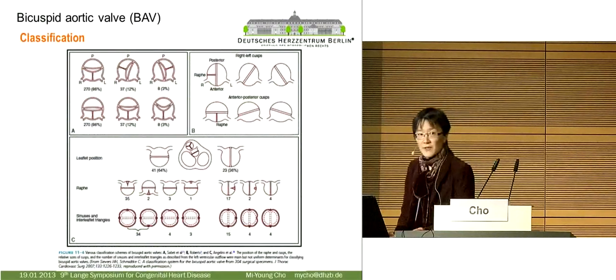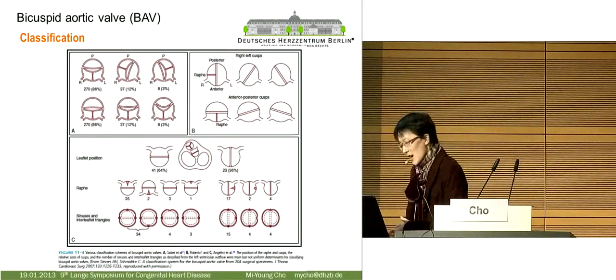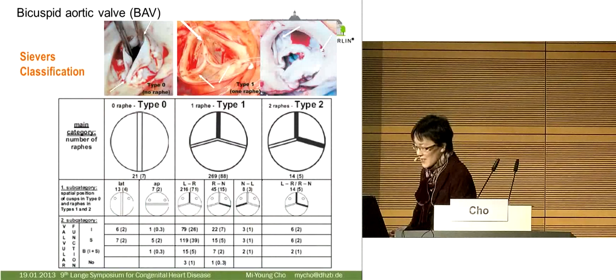So there are a couple of classifications, and Professor Sievers from Lübeck did the Sievers classification, and the main category where we classify is if there is a raphe or there is no raphe, and if you have one or two raphes. So in type 0, we have this perfect bicuspid aortic valve where both leaflets are nearly the same size, and you can subcategorize because of the aortic buttons, the lateral and the AP.